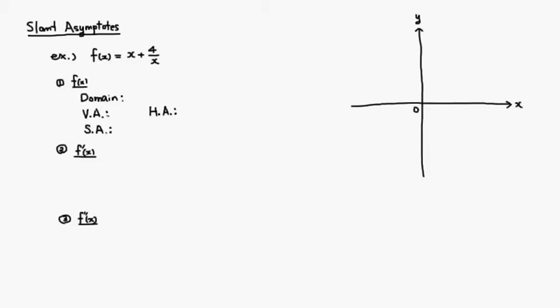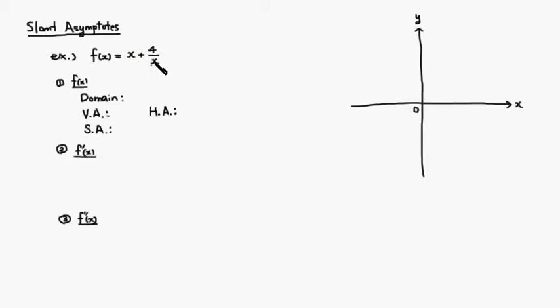Okay, let's look at an example of sketching the graph with a slant asymptote. So here's an example: say f of x is equal to x plus 4 over x. We want to find the slant asymptote.